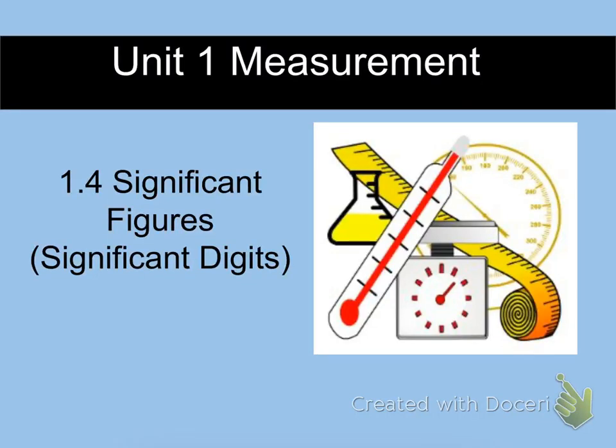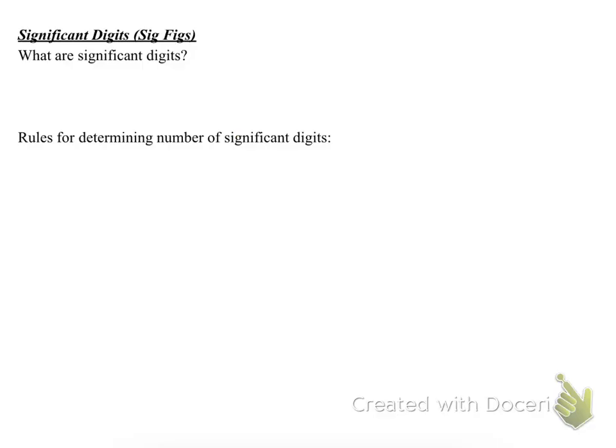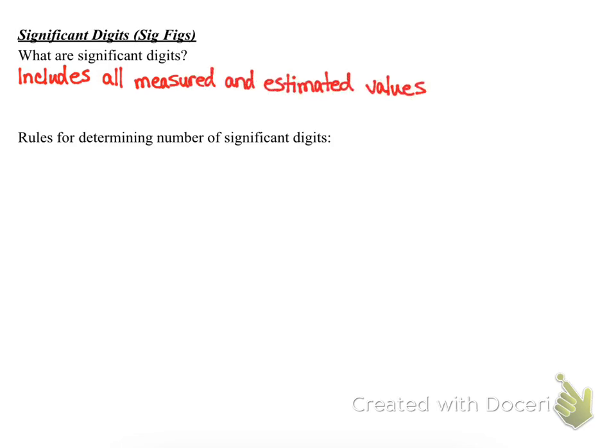This video will discuss significant figures, which are also called significant digits, and how they are important in measurement when we record data. So significant figures, what are they? They are the numbers, when you measure something, that include all measured and estimated values.